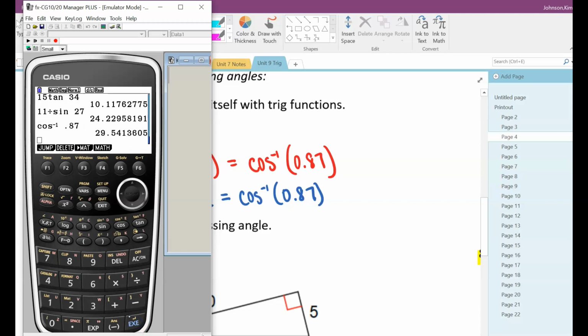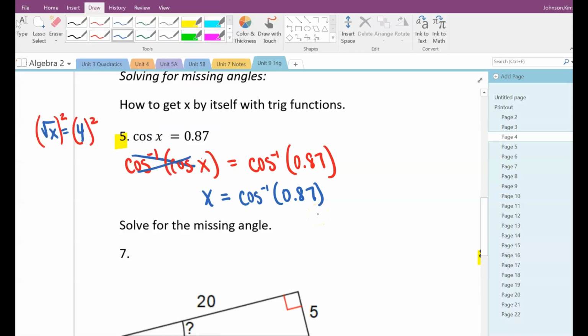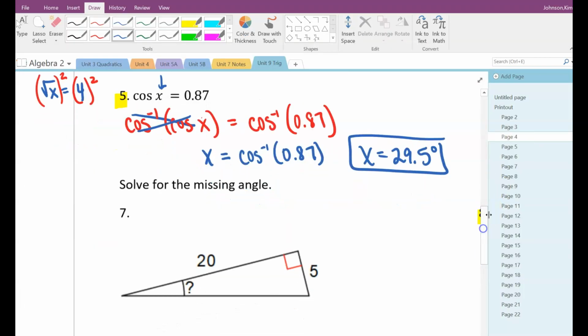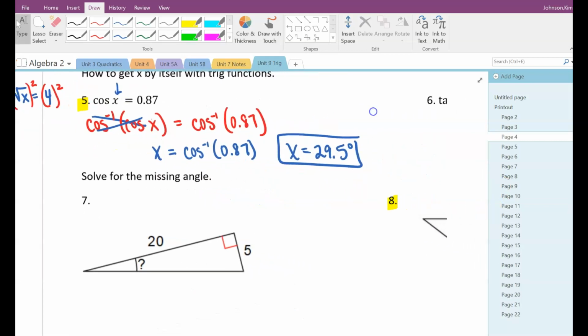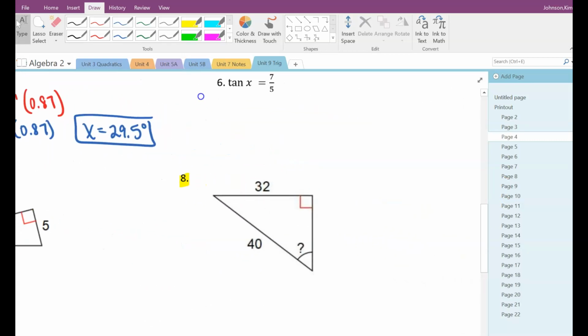And for my angle, I'm getting 29.5 degrees, right? So I was solving for the angle x. So x is 29.5 degrees. We'll do our angles to the nearest tenth for simplicity here. I just want to double check on that one and make sure that I rounded that correctly, and I did, so that's good.